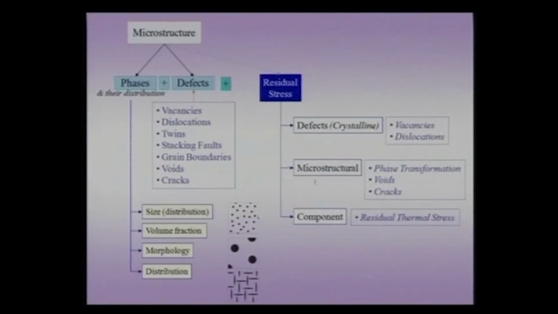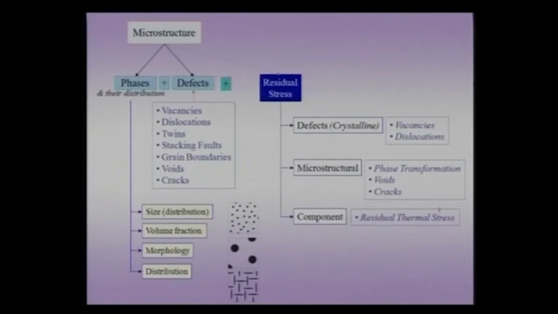There could be a microstructural origin of residual stress. For instance, phase transformations or voids and cracks could lead to residual stress. And of course, I am using the word microstructural within microstructure, but with the way these are defined, we understand the origin of these kinds of residual stresses. And finally, I could have thermal residual stresses, which are typically across the whole component.